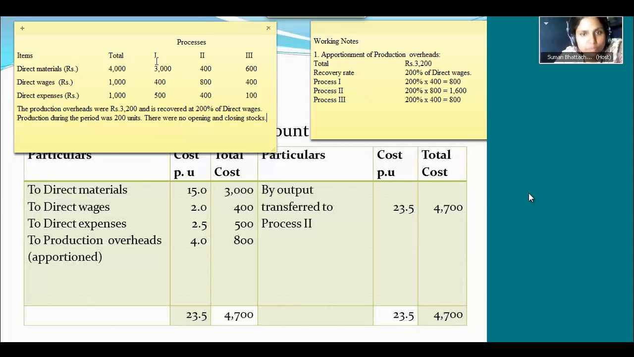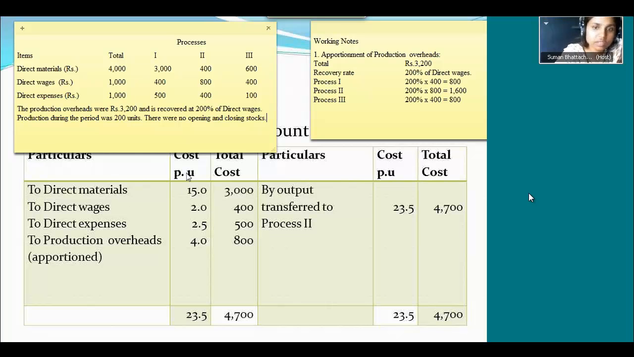Now here for process 1, direct materials rupees 3,000. So it is an expense for process 1. It should be debited. So to direct materials, total rupees 3,000. Now we have to find out the cost per unit.